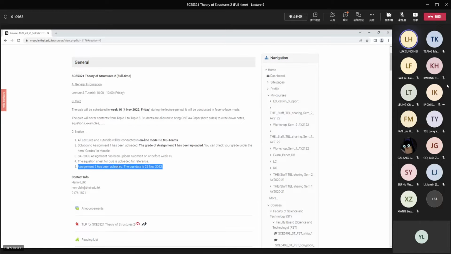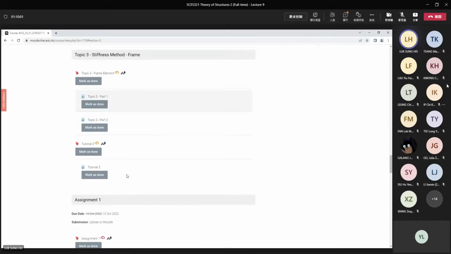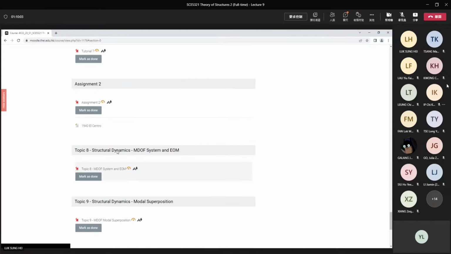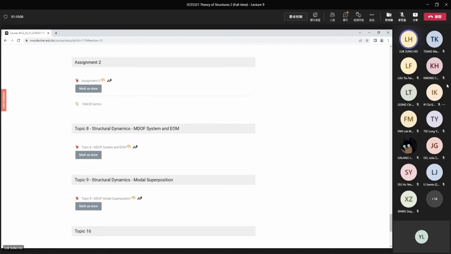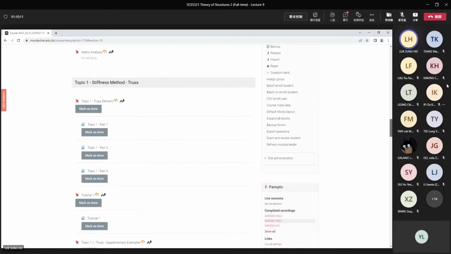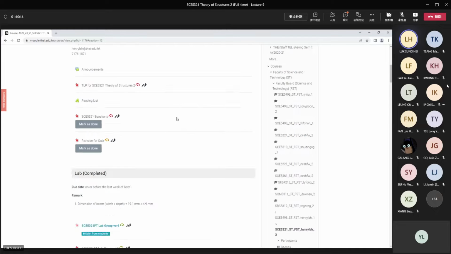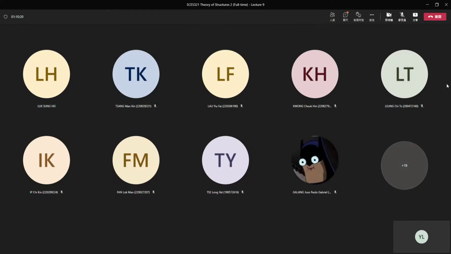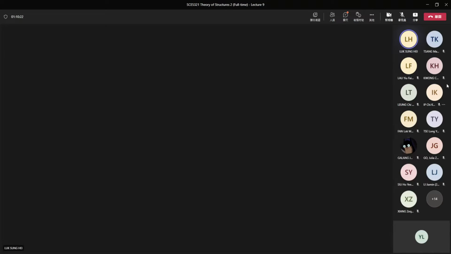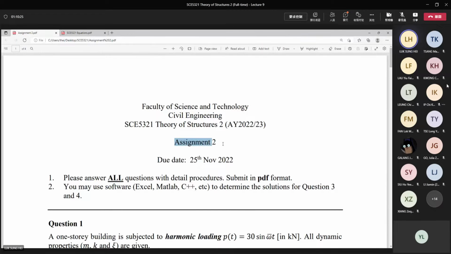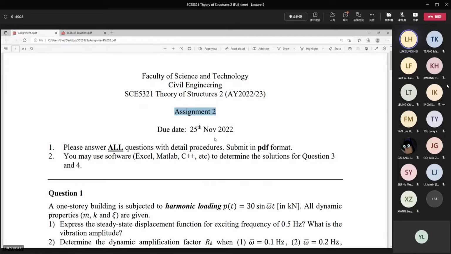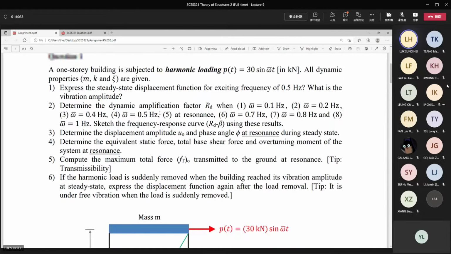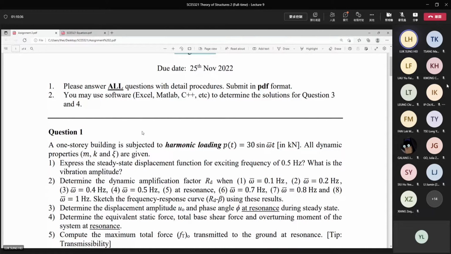And also, I uploaded assignment 2 on Moodle. The due date of assignment 2 is the end of November. So you still have a long time to complete assignment 2. What about assignment 2? In terms of difficulty, I think assignment 2 is easier compared to assignment 1, because I just focus on single degree of freedom systems in this assignment.